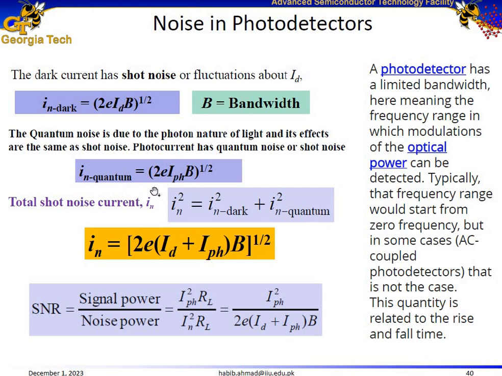Similarly, the quantum noise can be represented using this equation: 2 times charge on electron times the photo-generated current times the bandwidth, and we take the square root of it. The total shot noise current is the sum of the dark current noise plus the photo-generated current noise. The signal to noise ratio is equal to the signal power divided by the noise power, which is equal to I_ps squared R_L divided by I_N squared R_L, and R_L and R_L cancel out. So it is equal to I_ps squared divided by I_N squared, which we already know is the sum of the dark current plus photocurrent noise.